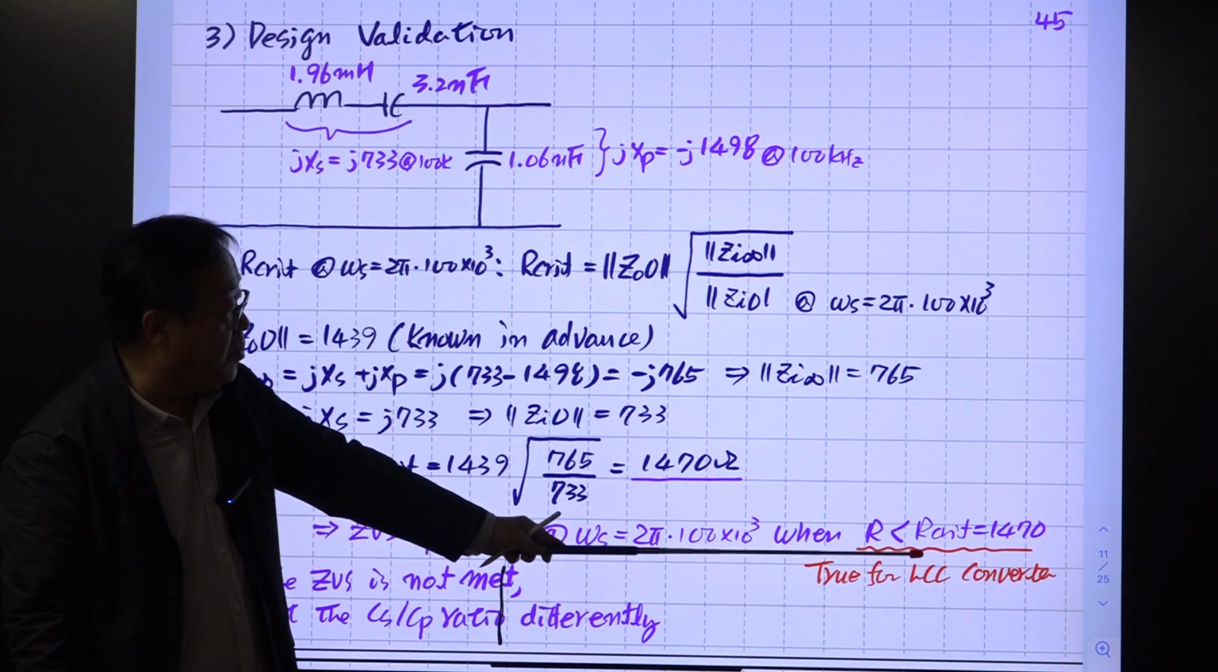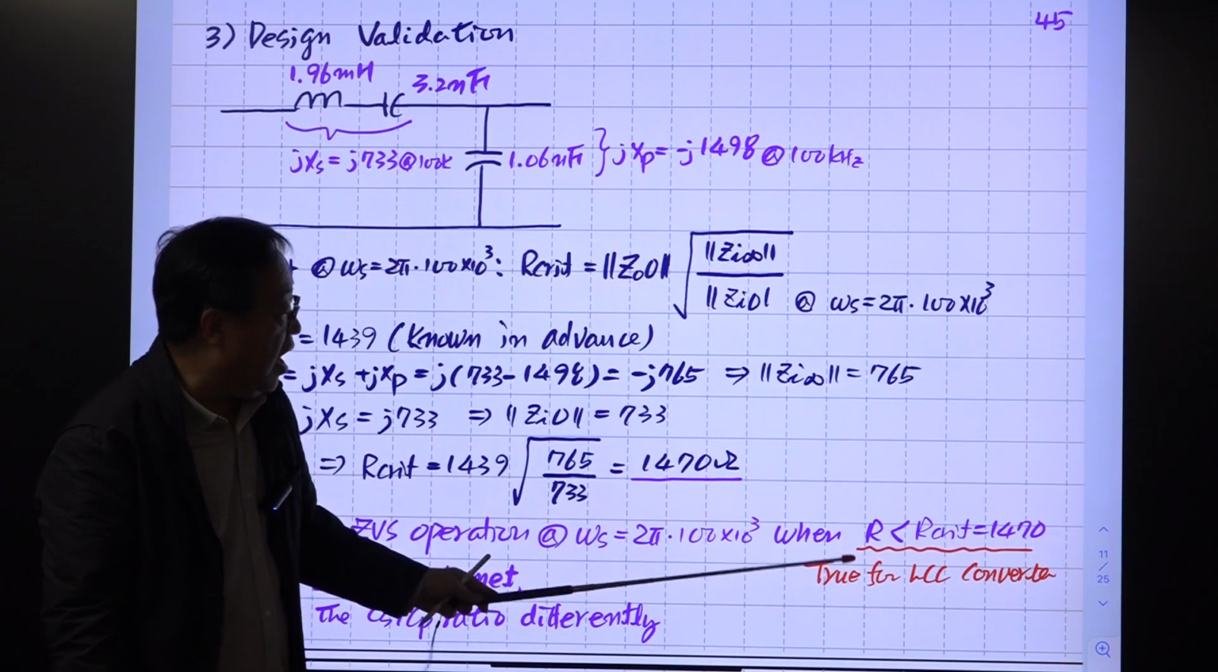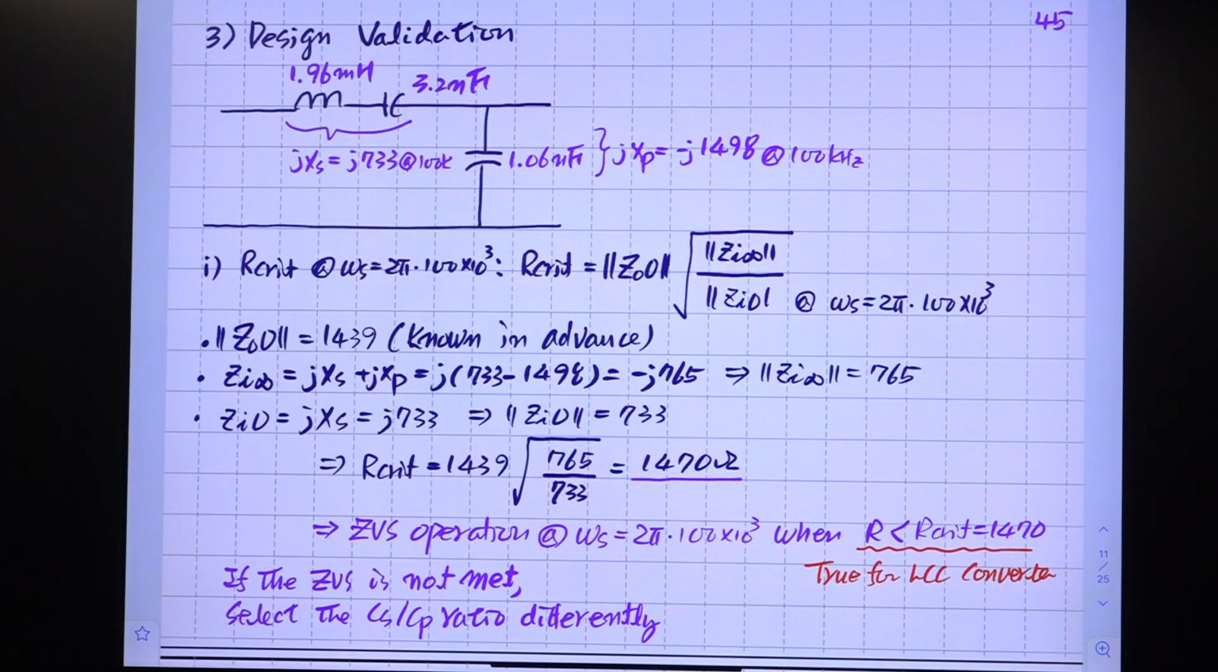So this value is this number, and R is what? It was 900. So 900 is obviously smaller than 1000 something. So you are in GCS region. So this is good. This met the design specification, and converter is in GCS region.